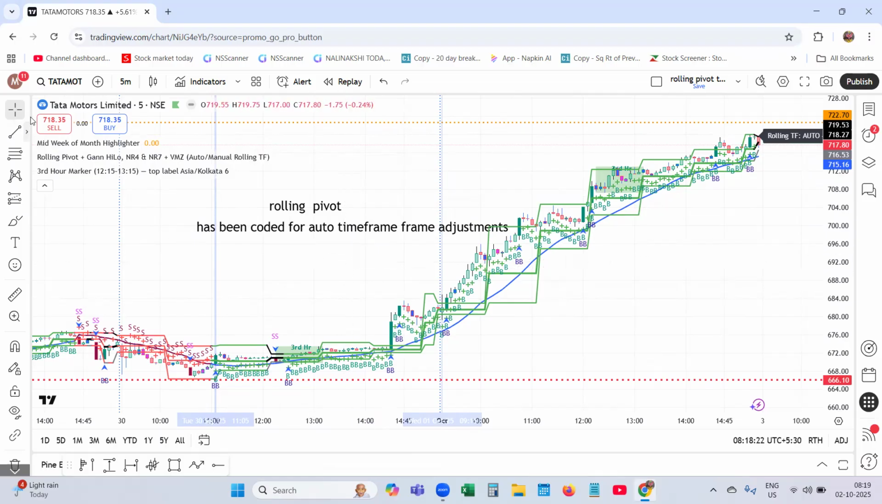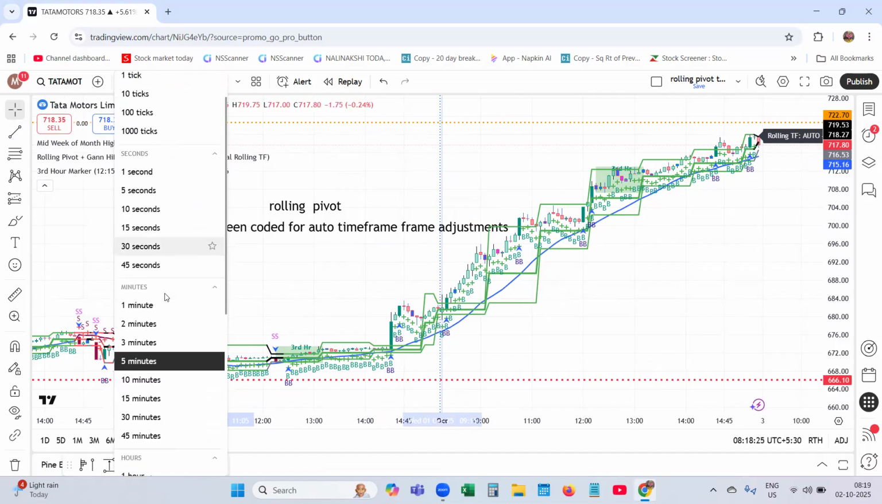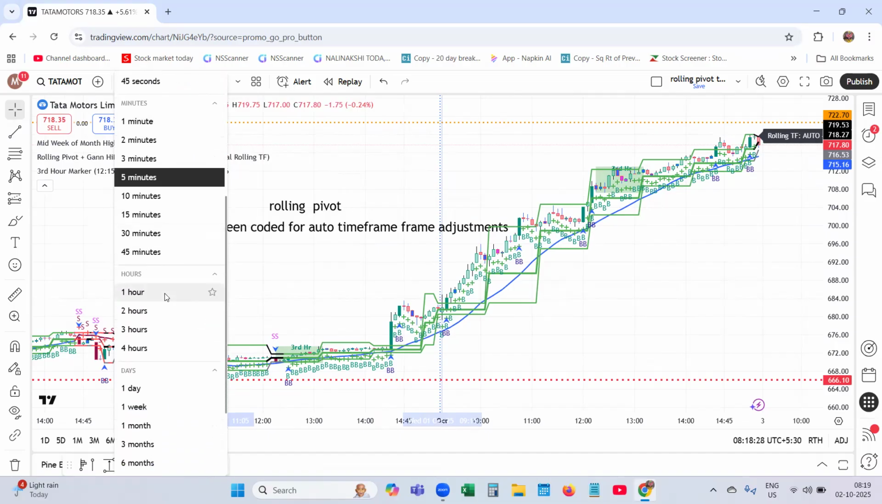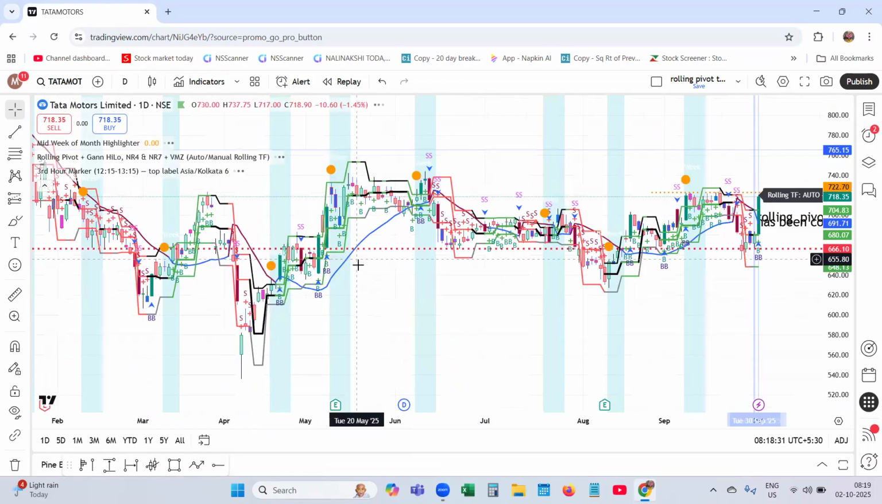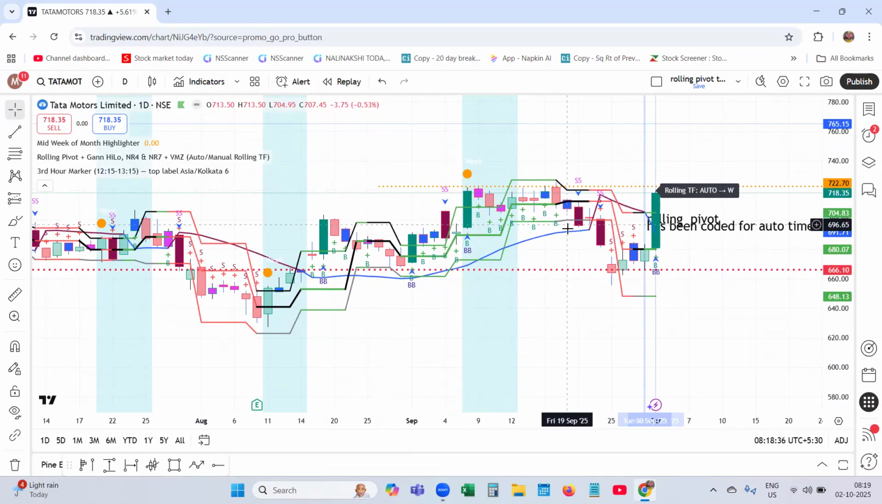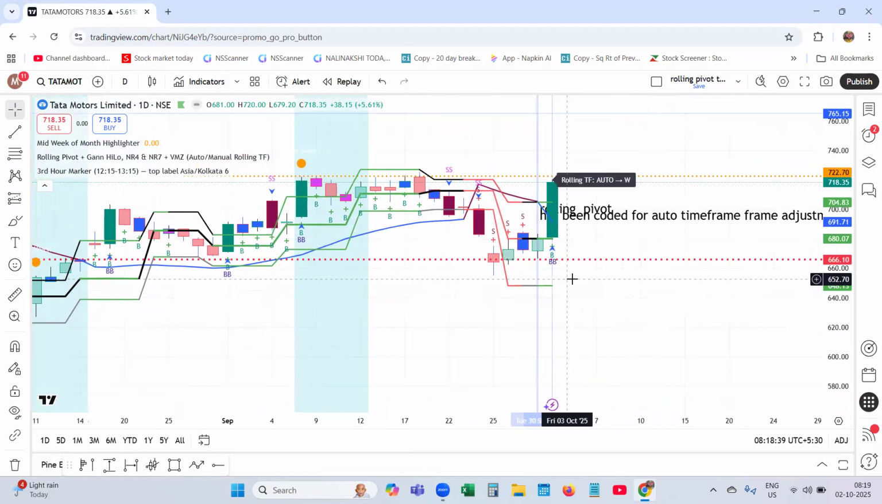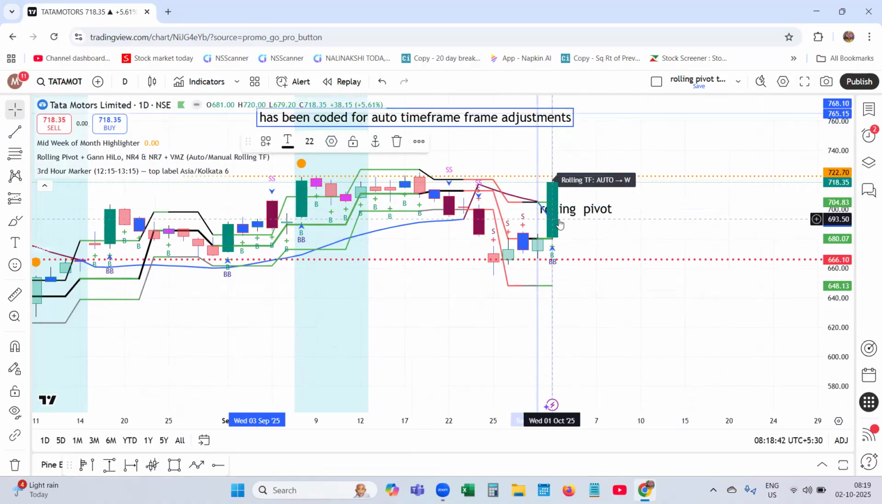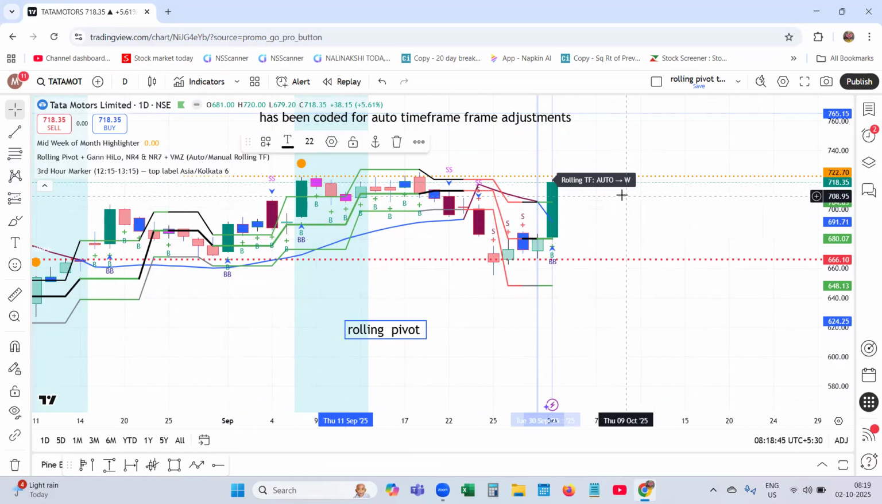If you change the time frame to daily, you want to select a stock which is undergoing a reversal. I'm changing to the same stock, Tata Motors, which had fallen here. The rolling pivot adjusts to the weekly time frame, suggesting that this stock is reversing and has strength on a weekly basis. Automatically it changes to the weekly time frame.